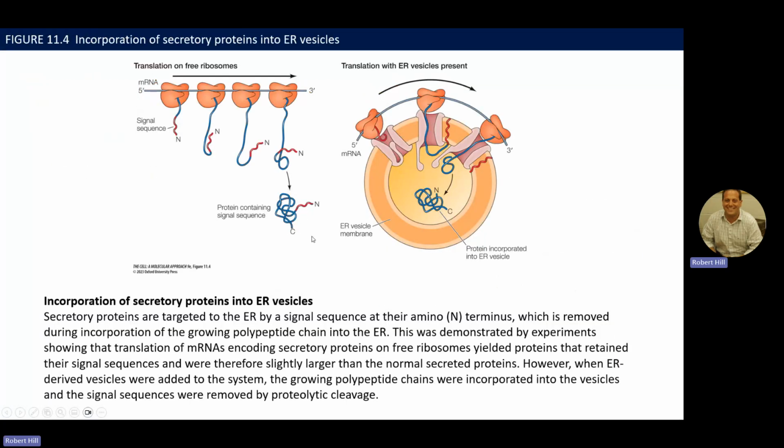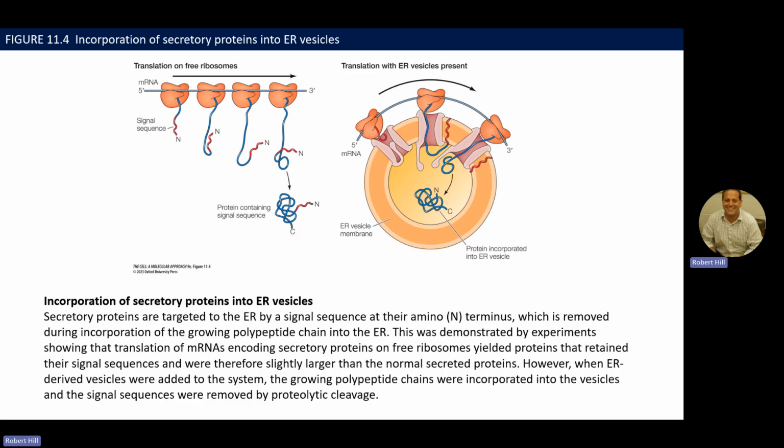All right, so the way that these localization signals were discovered was it was found that proteins that were made on free-floating ribosomes were a little larger than proteins that ultimately interacted with the ER membrane. And that's because the localization signal is cleaved in the ER. So it makes the peptide a little shorter. And that's what this figure is basically showing.